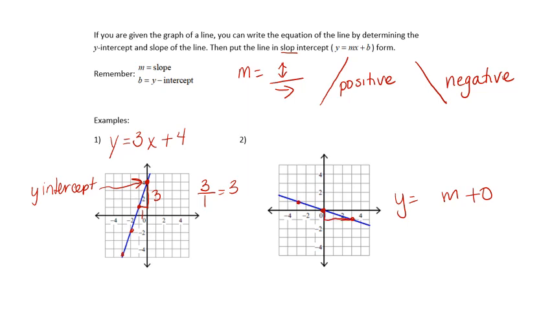Again, draw a triangle. We're going to go 1 and 3. So that's going to be 1/3. I put 1/3 m. It's going to be 1/3 x. The line is moving down, so it's going to be a negative 1/3 x plus 0. And in fact, we can just write it as negative 1/3 x. We don't need to include the plus 0.